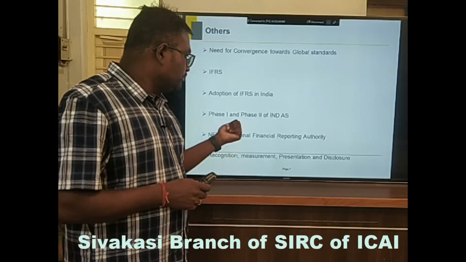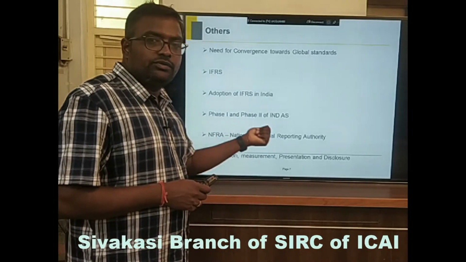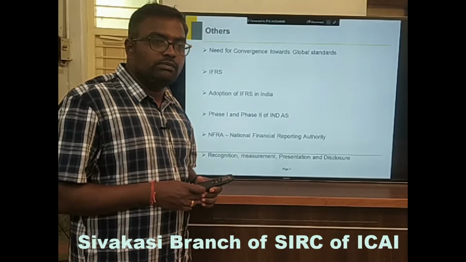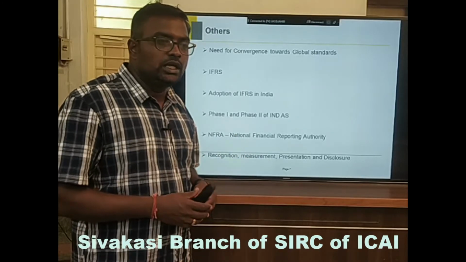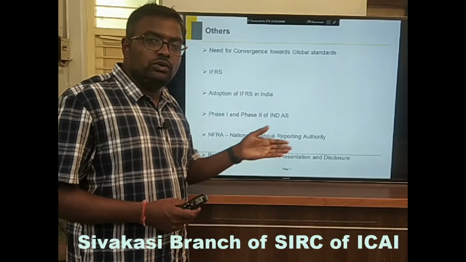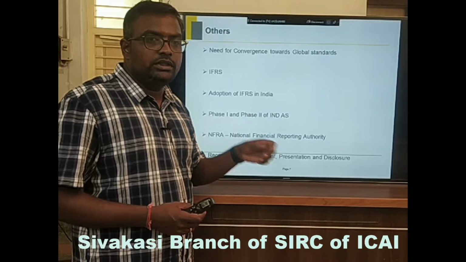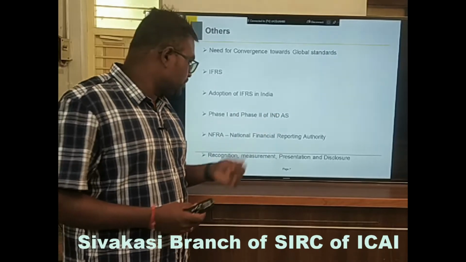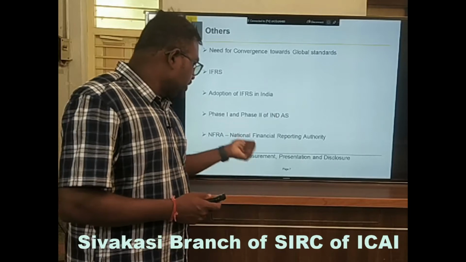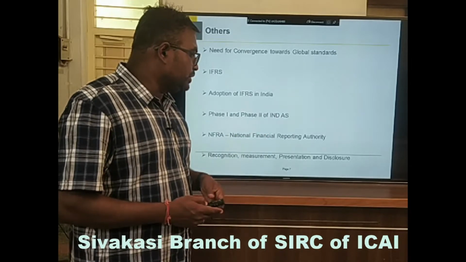So we have given phase 1 and phase 2 of Ind AS for various listed companies. Still some small companies are not covered under Ind AS. They are exempted from following Ind AS and they are required to follow only the Indian accounting standards, which we are going to see now. These standards mainly deal with recognition, measurement, presentation and disclosures.